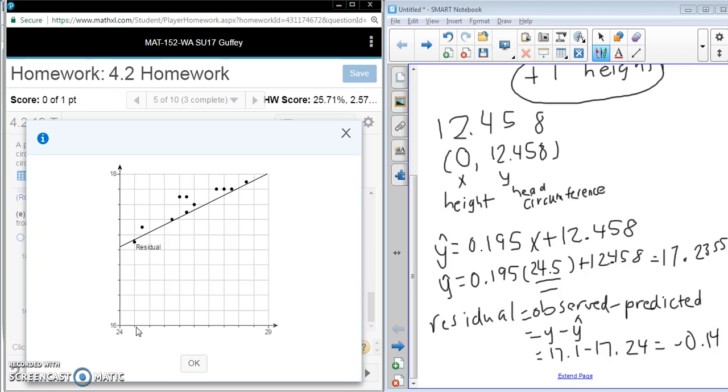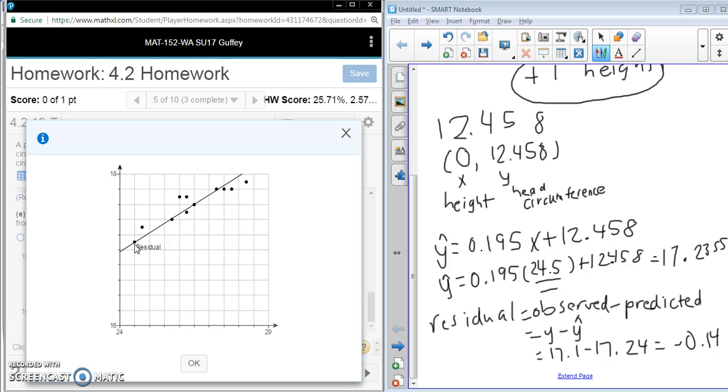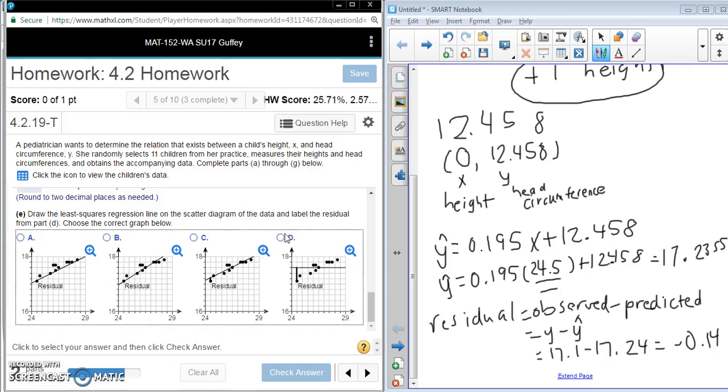So 24.5 is here, right? And we're looking at the observed being at 17.1. And so it is 17.2, so halfway in between. And the predicted is at 17.2. So that one looks pretty good. So we're going to click here. That's on the line, so we know that that's not correct.